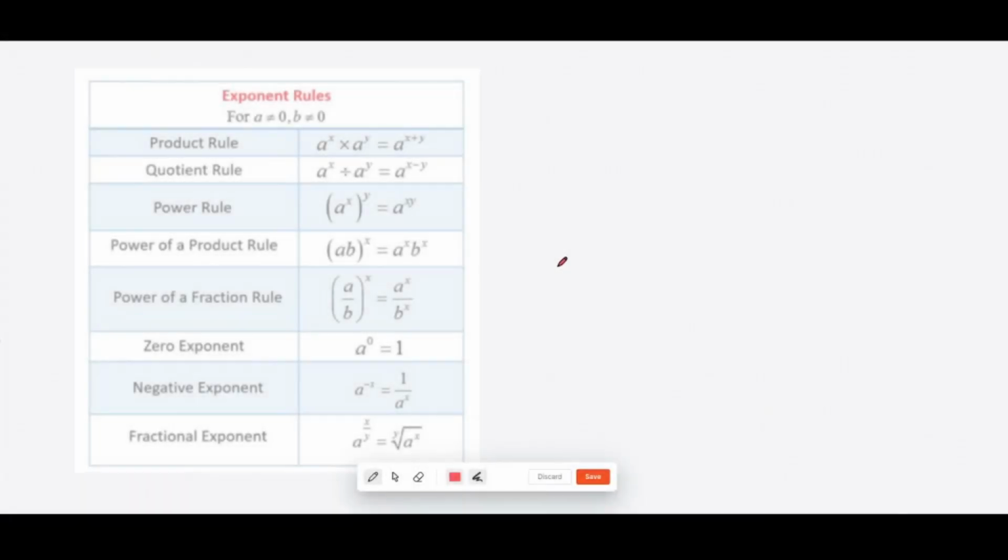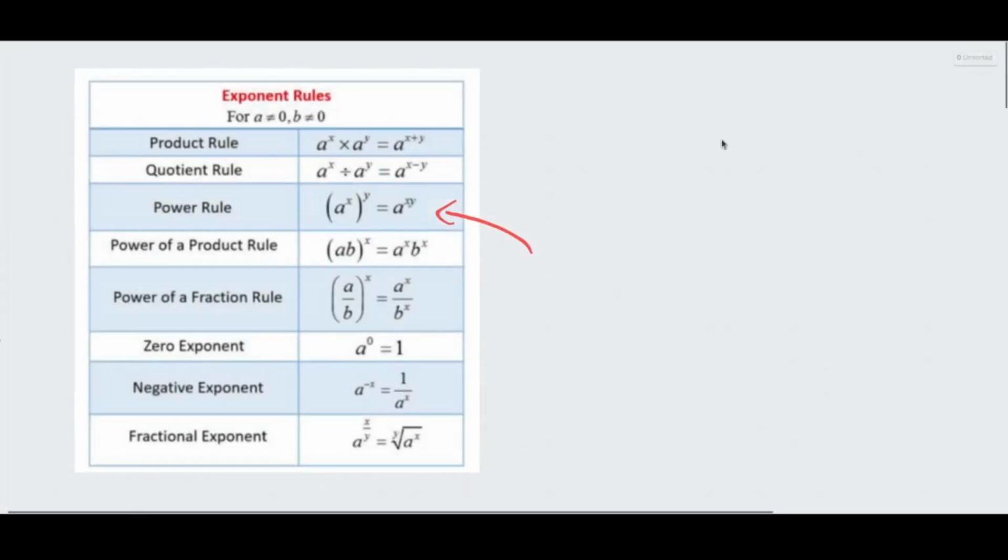Hey everybody, it's Brandon from STEM Tutor Club, and today we're going to talk about why this exponent property makes sense. This is usually called the power rule, and we're going to first get into some examples and then explain why this is always true.